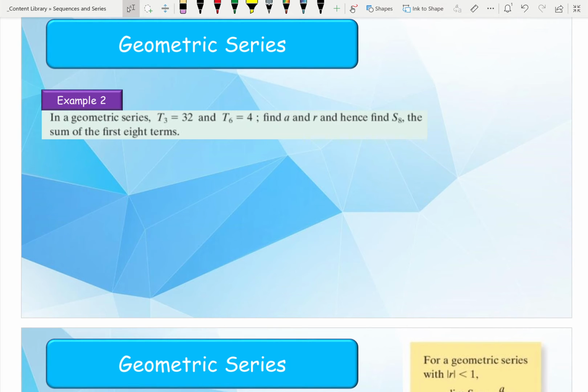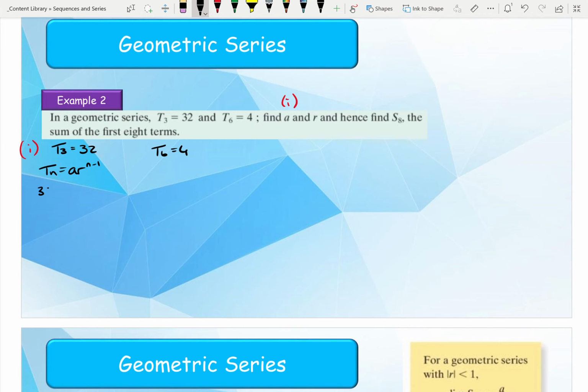It says, sequences. It says in a geometric series, T3 is equal to 32. So again, I'm going to start with T3 is equal to 32 and T6 is equal to 4. And what we want to do in part 1 is find a and r. So we're going to use our Tn formula, which our hint is given by T3 and T6, term 3 and term 6. So I have Tn is equal to a r to the power of n minus 1.